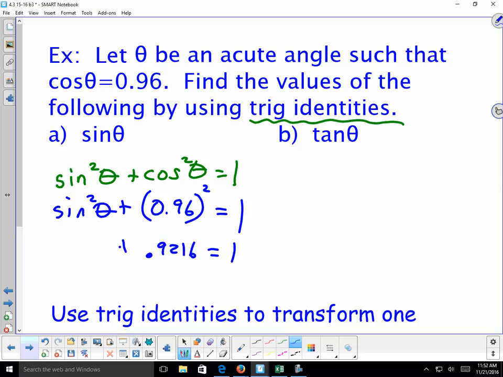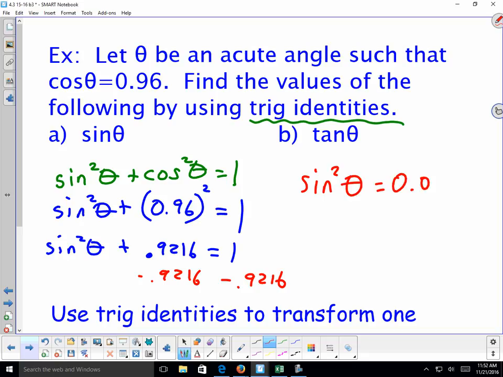0.9216. And I get sine squared theta plus 0.9216 equals 1. You're solving for sine of theta, so we're going to subtract 0.9216 from both sides. And we get that sine squared theta is equal to what? 0.0784. And now what do we do? Take the square root of both sides. The square root of sine squared is just going to be sine of theta.